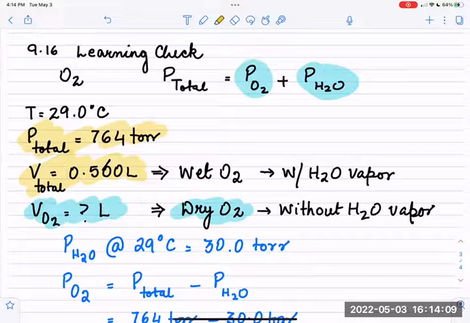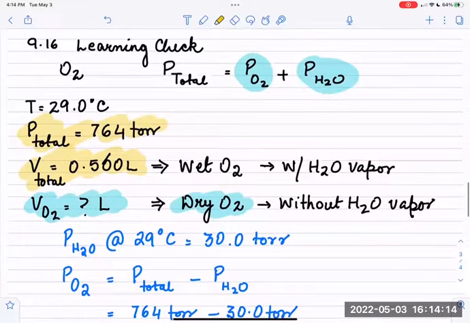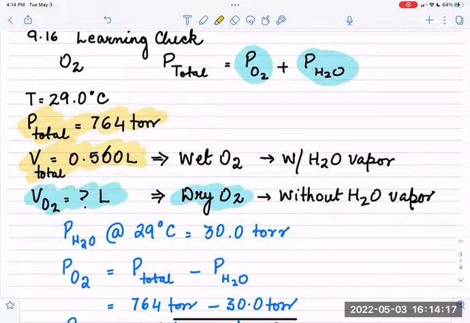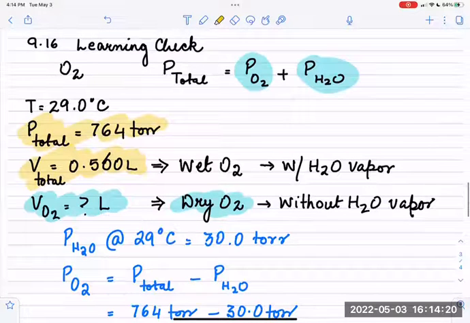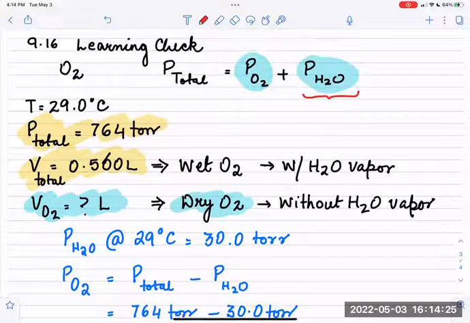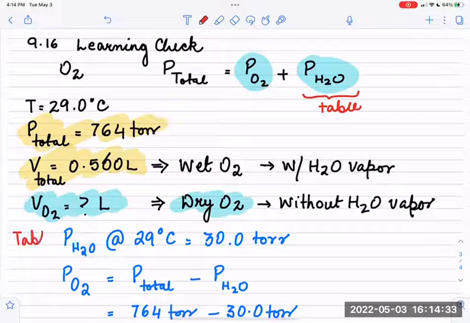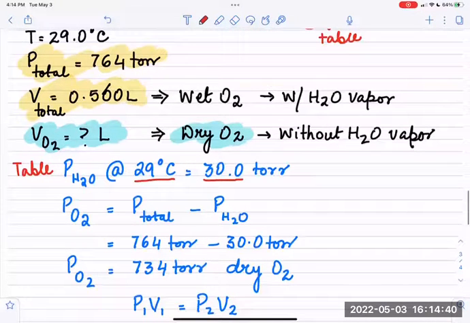So how do we do this? We know the formula, Dalton's law. Total pressure is equal to PO2, the partial pressure of one gas, plus the partial pressure of another gas. So here we will find the vapor pressure of water at 29 degrees Celsius. We look at the table that is given to us in the book, and we find that at 29 degrees Celsius, the vapor pressure of water is 30 torr. So first, find the partial pressure of oxygen.